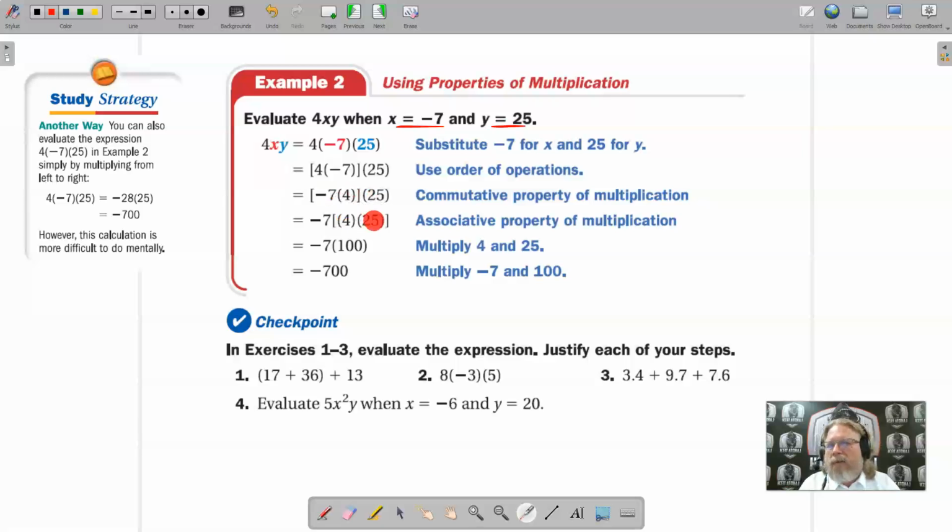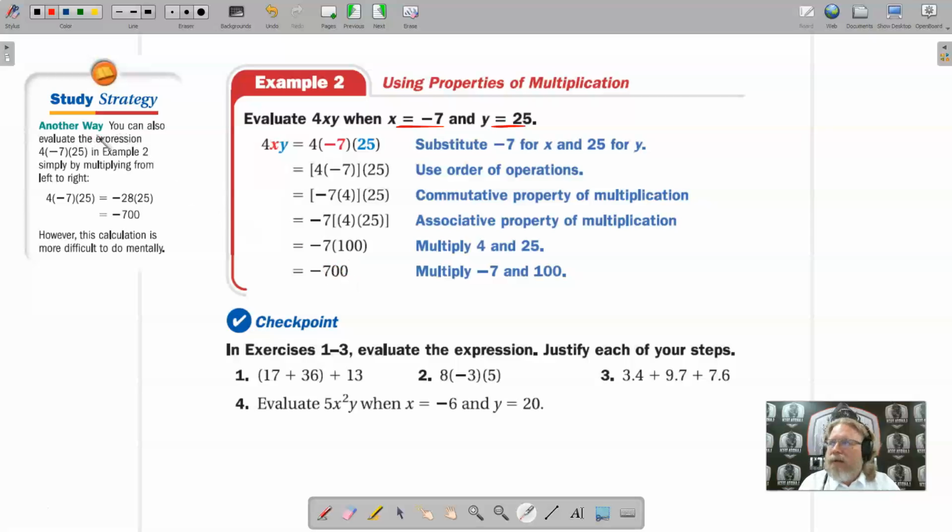Because 4 times 25, yeah, buddy, we can do that in our head. That's 100. And that is the closure property, or multiplying 4 by 25 to get 100. Now we can simply do this, -7 times 100 to get -700.